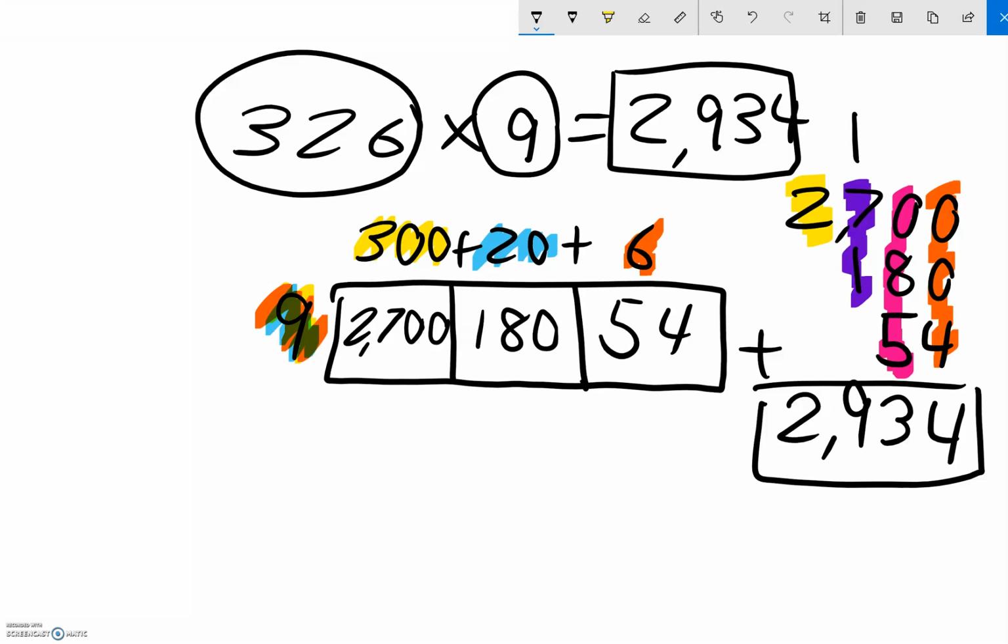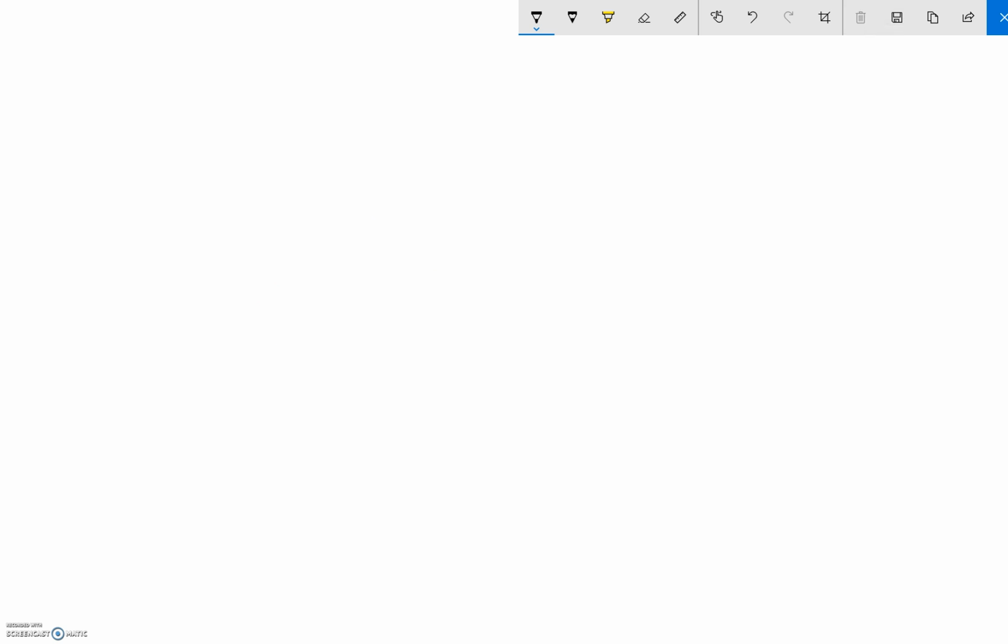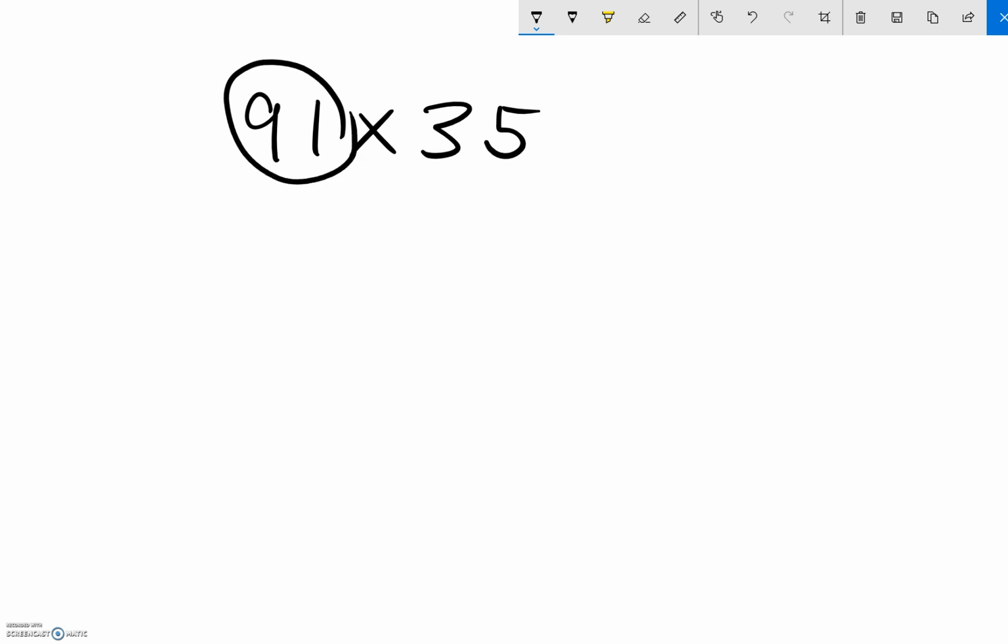Okay, so let's go on and do one more problem. This will be a problem with 2 digits by 2 digits. So let's do that here. I'm going to multiply 91 times 35. 91 has 2 digits. 35 has 2 digits. So what kind of generic rectangle will I use?